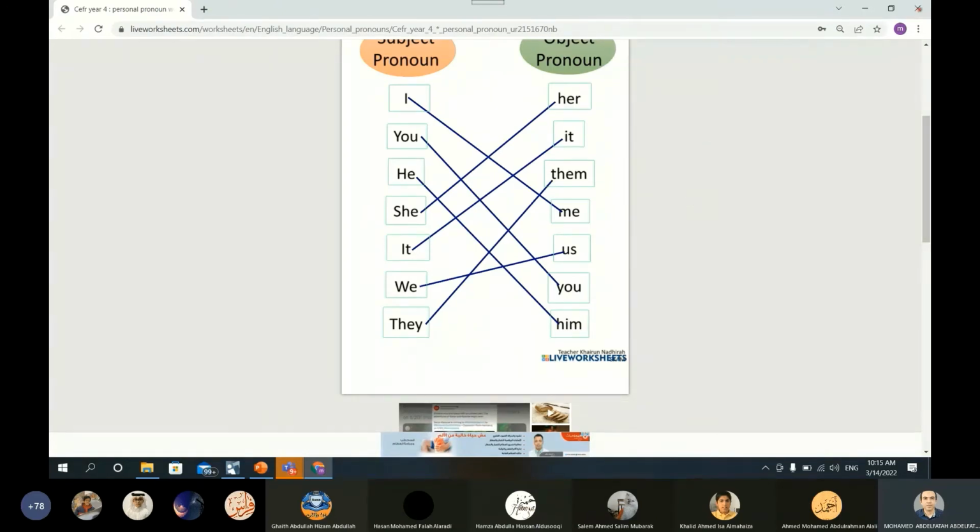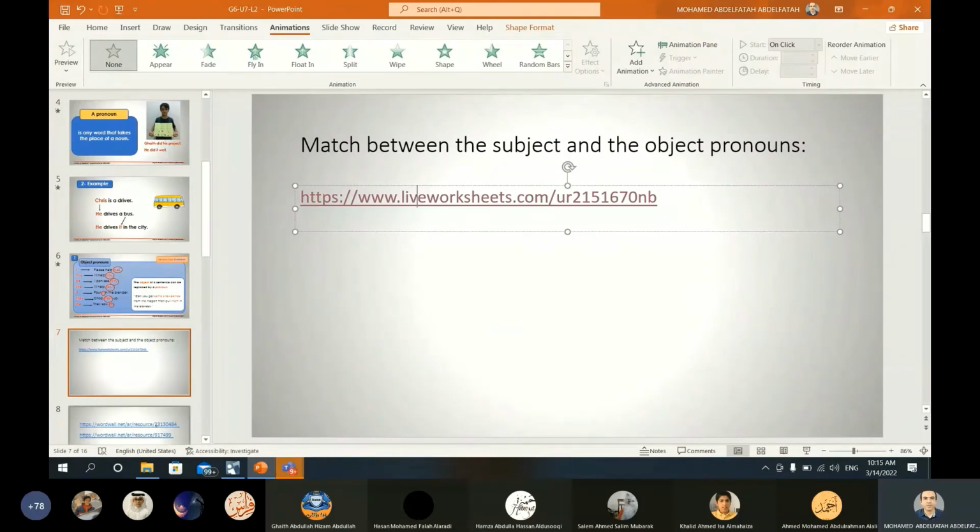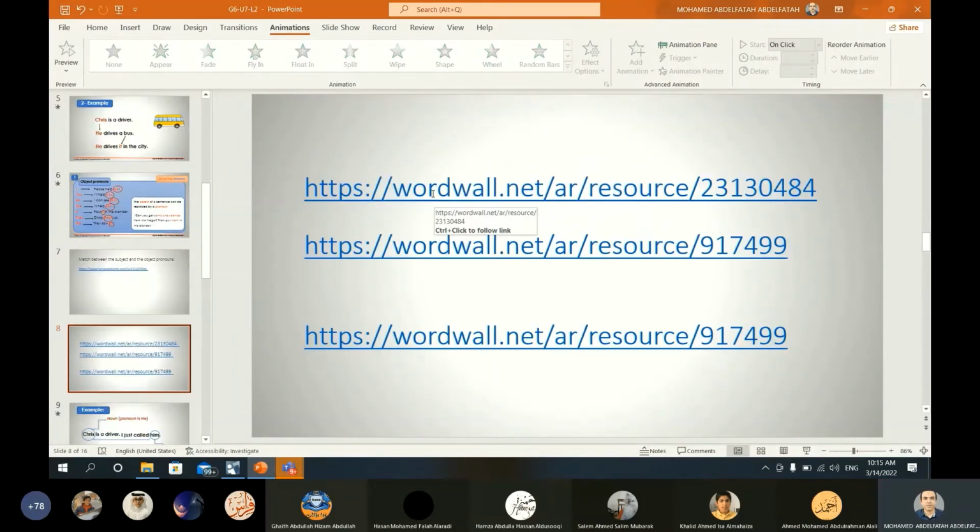And now let's go to another exercise. Here, students, I have got a word wall activity. By the way, all these activities will be sent to you today on the educational portal and also on Teams. So get ready to do them again if you would like to.